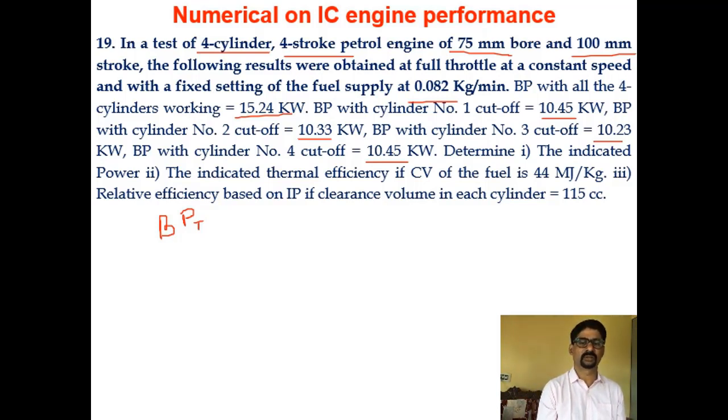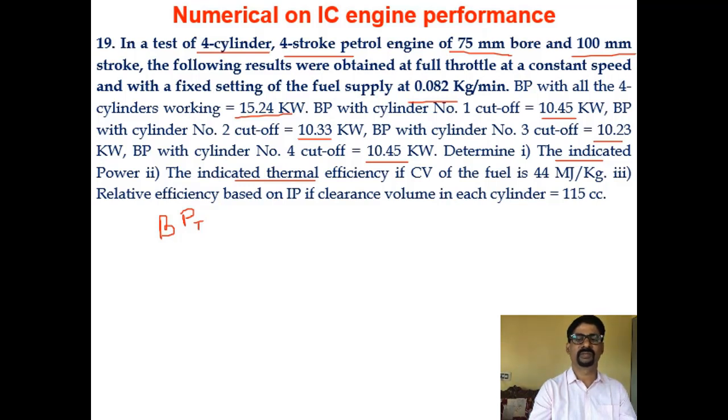Just go through one of my previous problems solved in one of the previous lectures, where I clearly explained how to calculate IP1, IP2, IP3, IP4 and then sum them up to get the total IP of the engine. So you have to calculate IP, indicated power. Then indicated thermal efficiency is IP into 3600 divided by MF into CV.